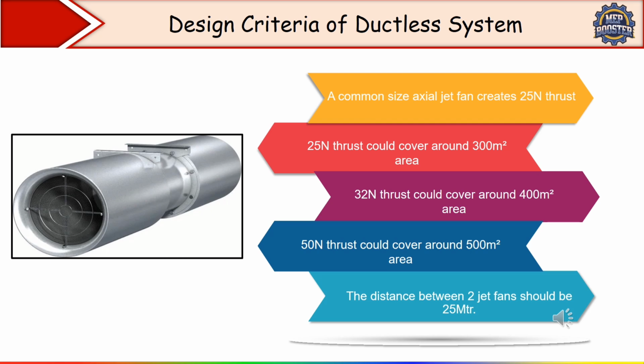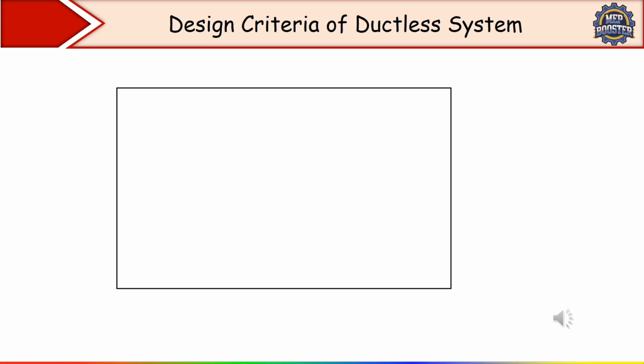Now the distance between two jet fans, how much do we have to maintain? 25 meter. Okay, from one jet fan to the second jet fan, how much distance do we have to maintain? 25 meter. Okay, now see here, take one example.